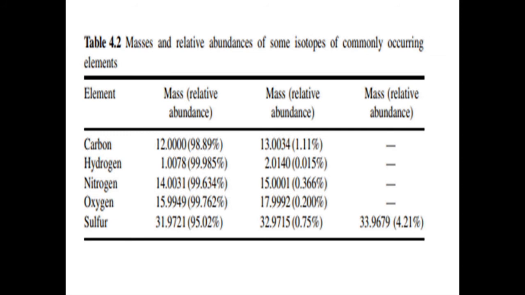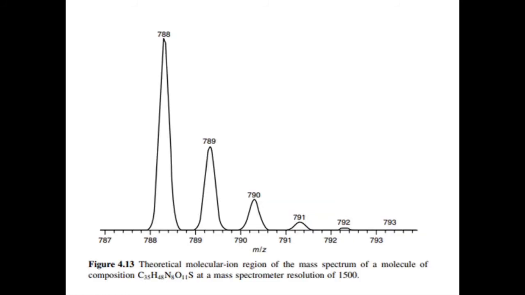In figure 4.13, the theoretical molecular ion region of the mass spectrum of a molecule of composition C35H48N8O11S at a mass spectrometer resolution of 1500. This is mass to charge.